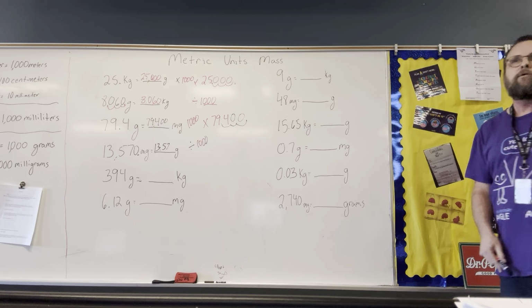So, since I'm dividing by 1,000, I have to move my decimal point to the left 3 times. So if I go 1, I need a 0. 2, I need a 0. 3, so I'm going to get 9,000th of a kilogram. Instead of 9 grams, I have 9,000th of a kilogram, 1,000 times smaller. Each digit is going to be worth 1,000 times less when we divide, or 1,000 times more when we multiply.